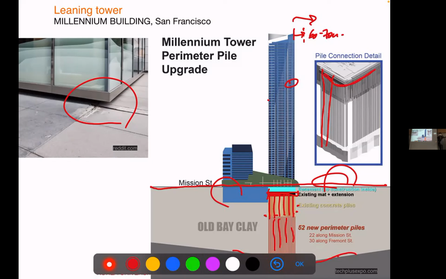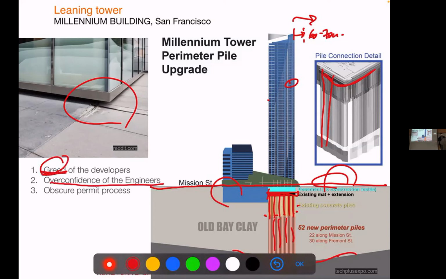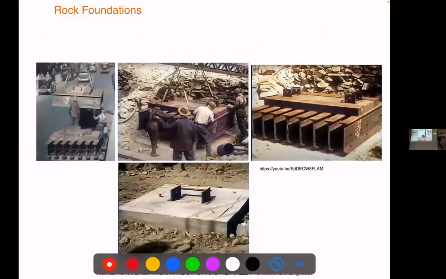You see, when you try to save money and time at the beginning. So the problem here, greed, is one of the main problems. You could sell at any price and still you wanted to have more profit, right? Then overconfidence of the engineers, saying, okay, it will work, right? And then, I cannot say because this is very much hidden, but if you look around the news, probably the permit process was kind of obscure, at least.